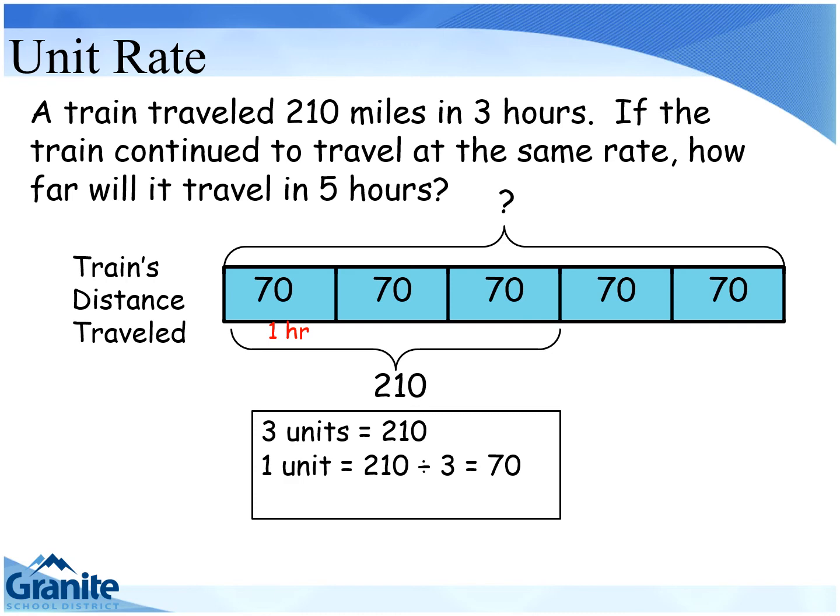So to answer our question, how far would they go in 5 hours? We're going to use this bar model. So it's 70, 1, 2, 3, 4, 5 times rather than 3 times. And if we do that multiplication, we're going to get 5 units equals 5 hours times 70 miles, which is going to equal that they can travel 350 miles in 5 hours.